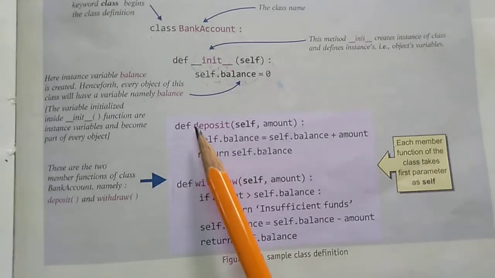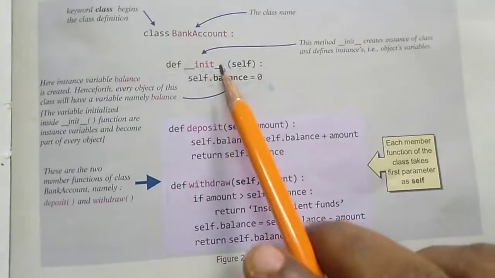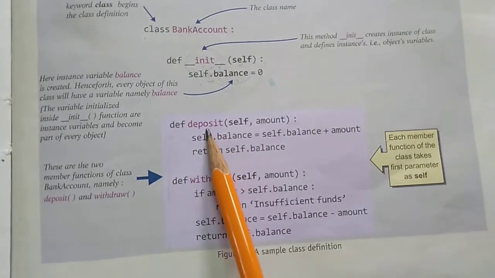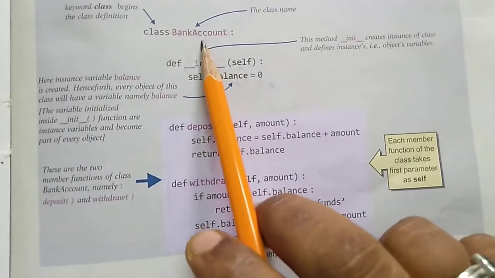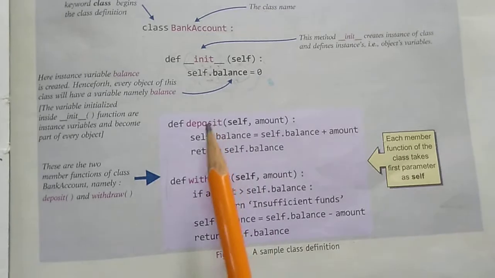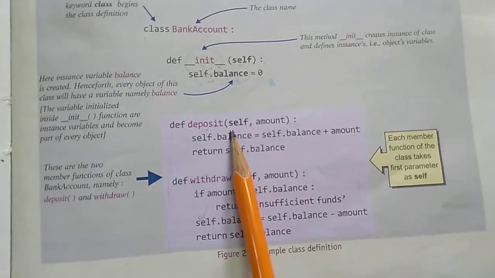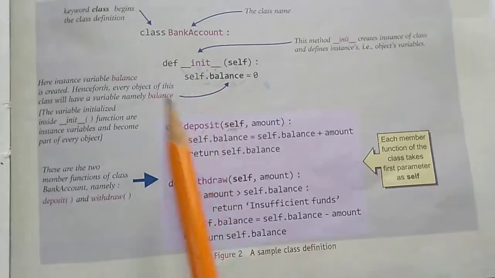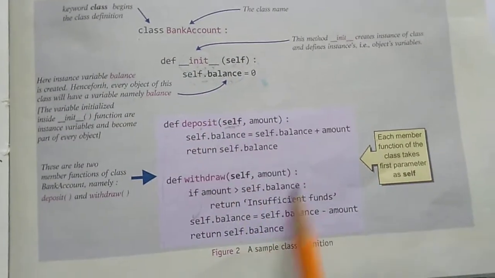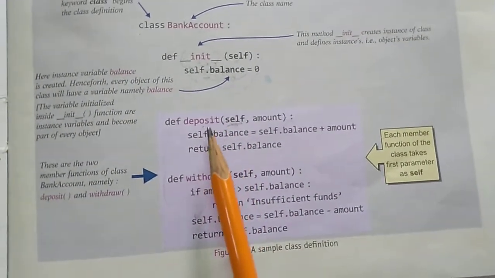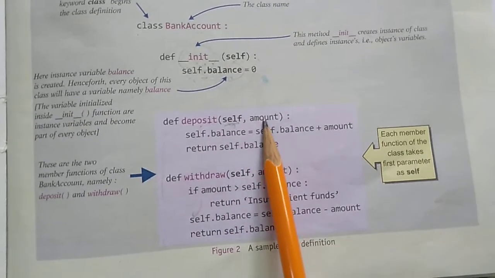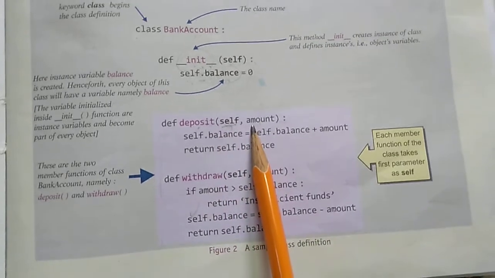Next, we have another function. A function inside the class is called a member function or a method. We have another function, deposit, for this class BankAccount. Here each and every member function must have the first argument self to use the variables we are using inside the function. So all the member functions must have self as the first argument, followed by the arguments which we want to pass to this function.